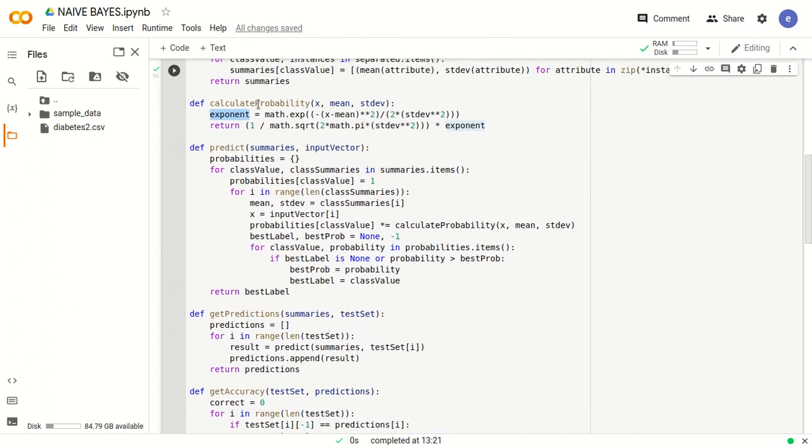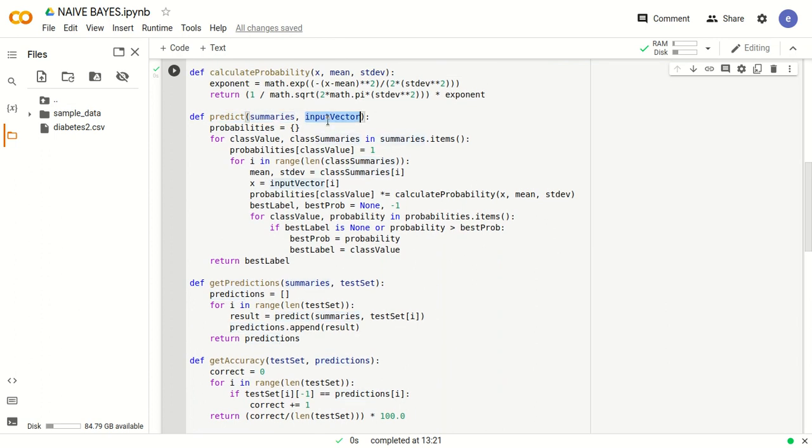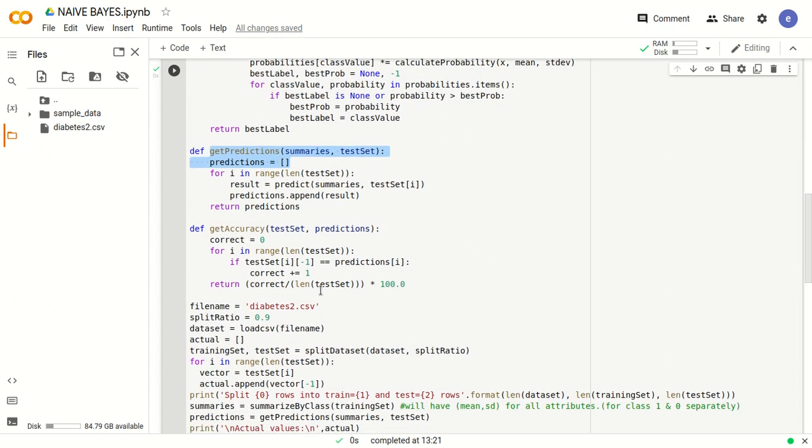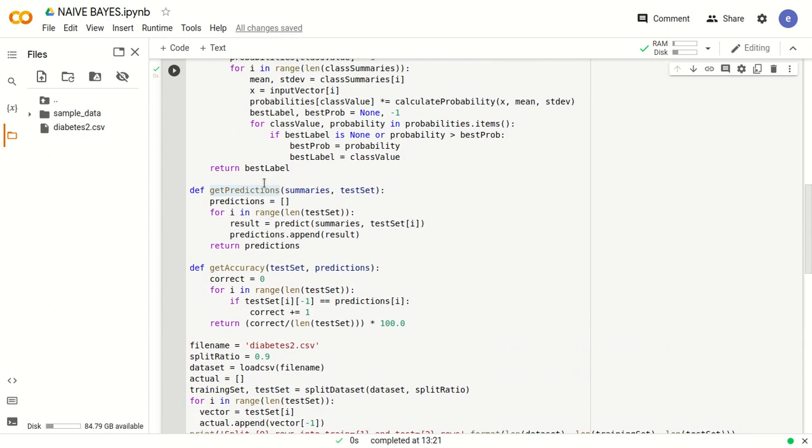Once we have the function which will calculate the probability, we have a function called predict. So what does this predict do? It will take the summaries and it will take the input vector. Input vector is actually the test set. While execution, get predictions will be called first. That can be understood here: predictions is equal to get predictions. We are calling the get predictions function by passing summaries and test set. So this part of the code will be executed.